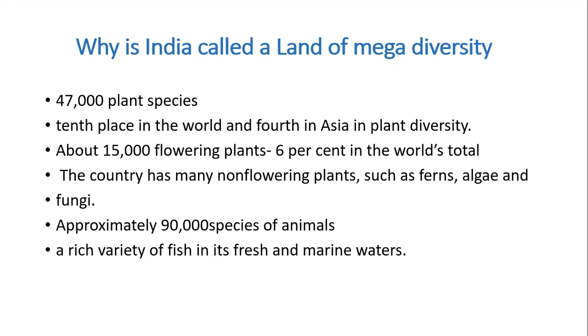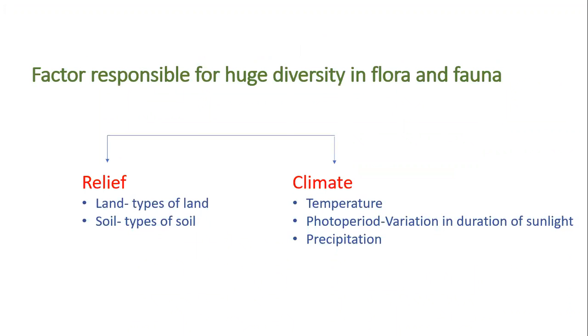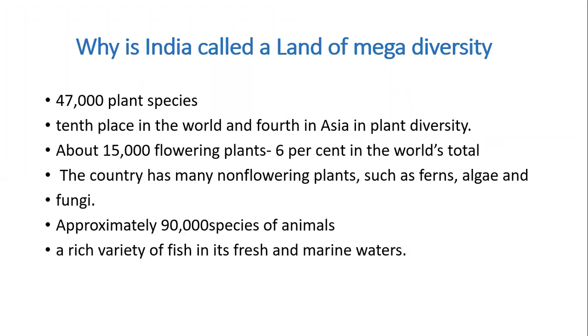India has 47,000 plant species. We have the 10th place in the world and 4th in Asia in plant diversity. We find 15,000 flowering plants in India, which account for 6% of the world's total. The country also has many non-flowering plants such as ferns, algae, and fungi.